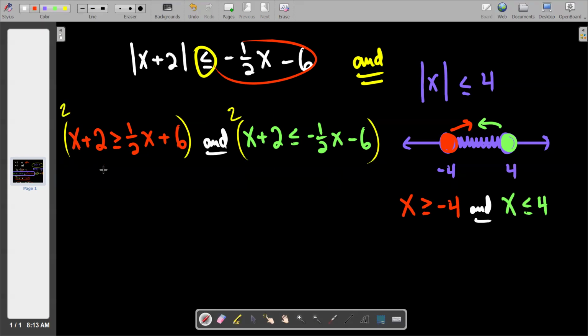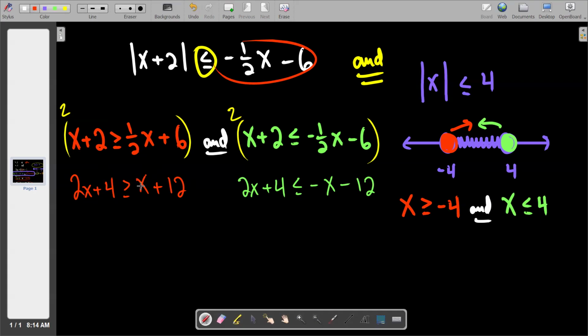So what does my red one become? Is greater than or equal to? Wonderful. How about the green one? What's he become? Is less than or equal to? Nice. Fractions are out of the way. Life is good. So let's solve the red guy.